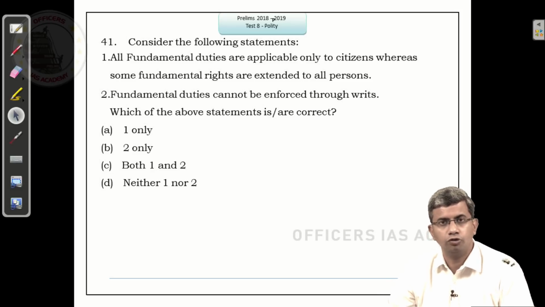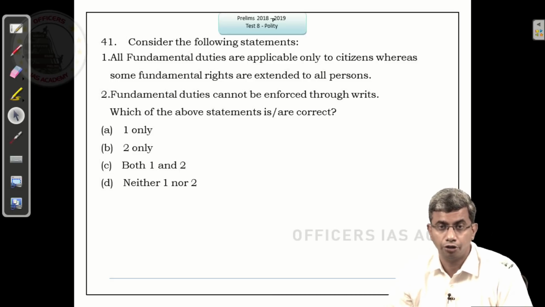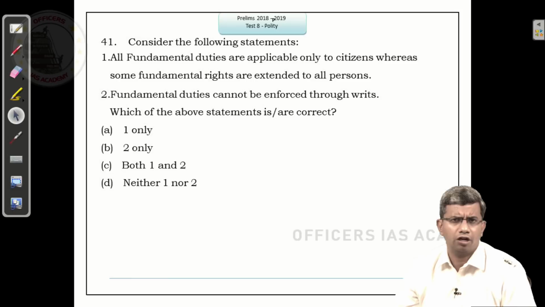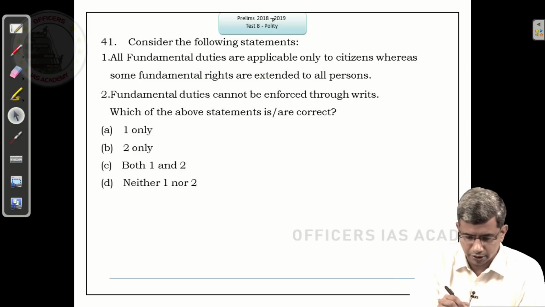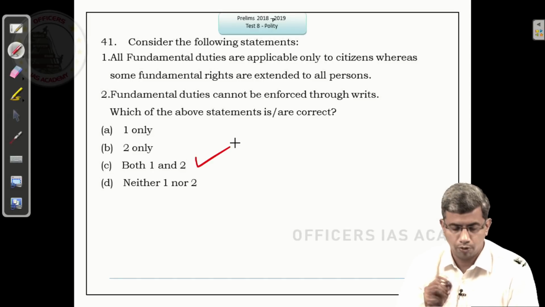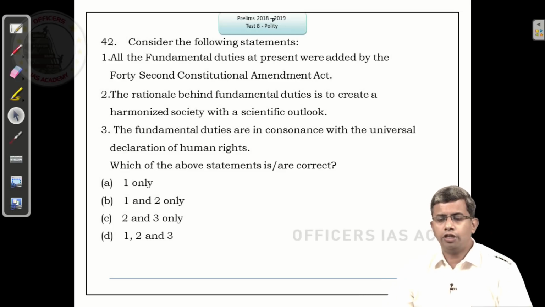Fundamental duties cannot be enforced through writs, obviously. It is fundamental rights which can be enforced through writs under Article 32. Fundamental duties are not enforceable, the state cannot enforce it on the citizen. So which of the above statements are correct? The correct answer is C, both 1 and 2. Straightforward question.